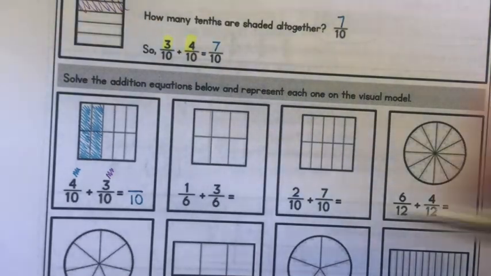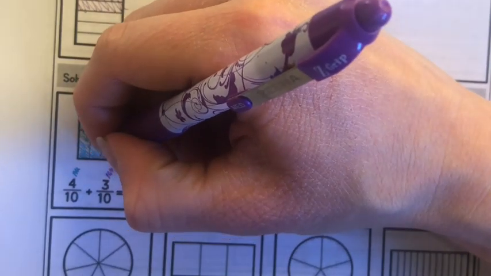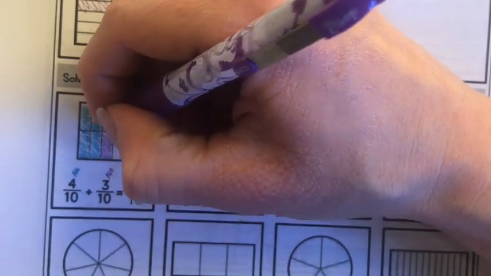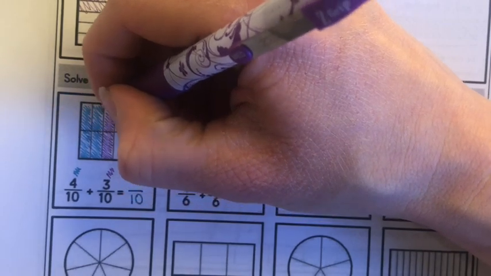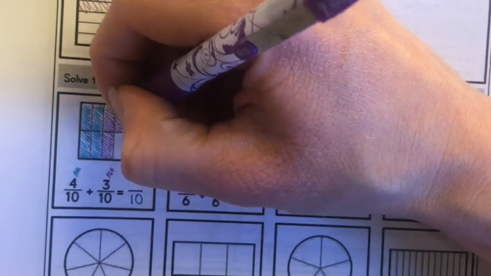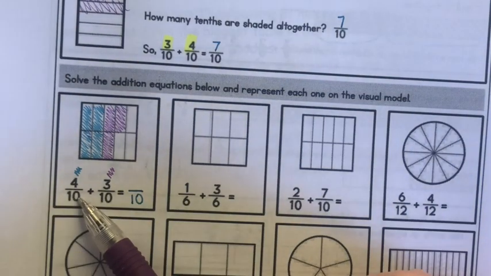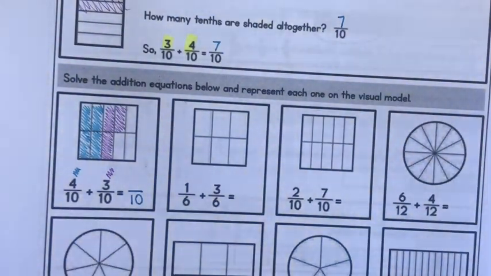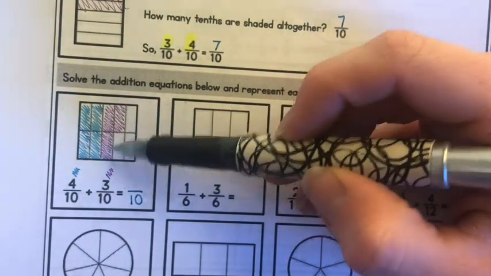Now I'm going to do 3. 1, 2, 3. So now I've shaded in 4/10 and I've shaded in 3/10. My total is 4, 5, 6, 7/10.